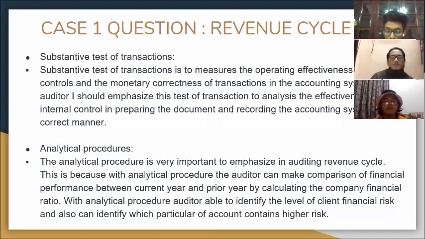Next is analytical procedure. The analytical procedure is very important to emphasize in auditing the revenue cycle. This is because with analytical procedures, the auditor can compare financial performance between the current year and the prior year by calculating the company's financial ratios. With analytical procedures, the auditor is able to identify the level of client risk, and also identify which particular accounts contain higher risk.